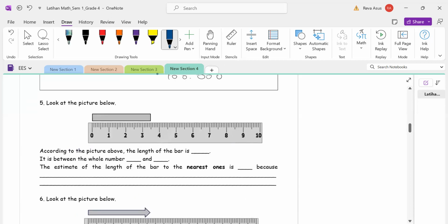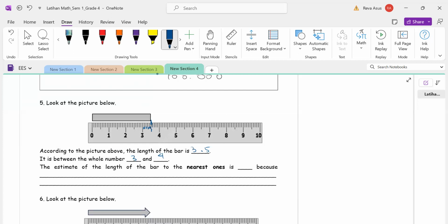For number 5, according to the picture above, the length of the bar is 3.5. If this is 3, then this is 3.1, 3.2, 3.3, this is 3.4, and this is 3.5. Look, it is in here. It is 3.5. So 3.5 is between the whole number 3 and 4.